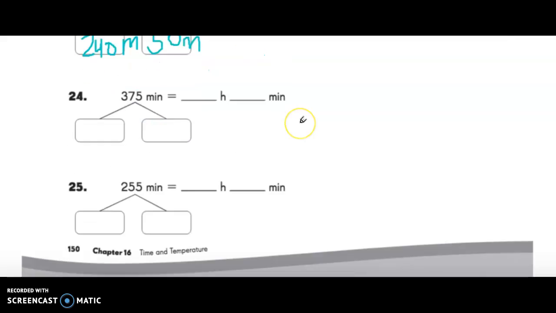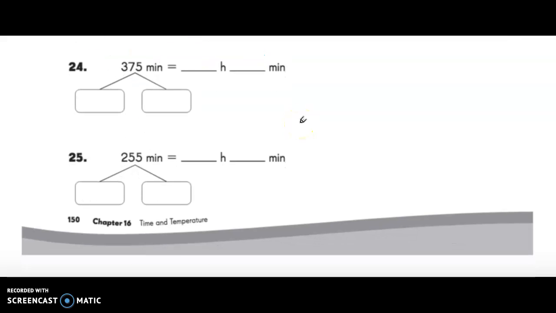And then for 24 and 25, we're able to pull out, for 24, we had 375 minutes. We can pull out 360 minutes, which is the highest that we can go without going over. 360 minutes is 6 hours. And then once we do 375 minus 360, we're left with 15 minutes extra. So we will write that up at the top here.